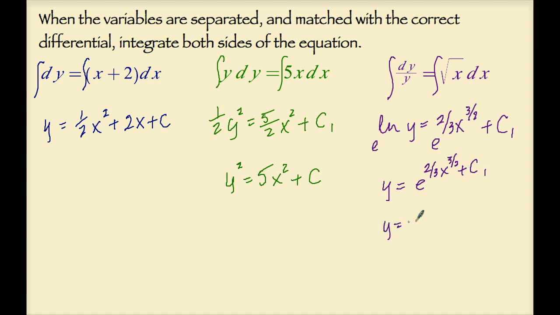But I can write the right side of this equation as e to the 2/3 x to the 3/2 times e to the c sub 1. But e to the c sub 1 is another constant, and it will become the coefficient of this e to the x term. So y is equal to c e to the 2/3 x to the 3/2 is the solution to that differential equation.